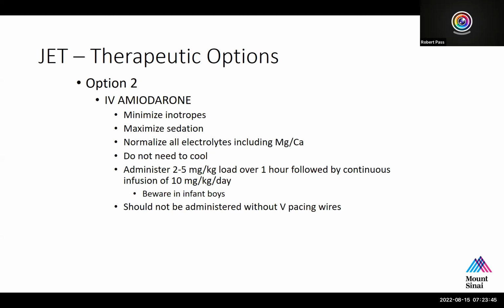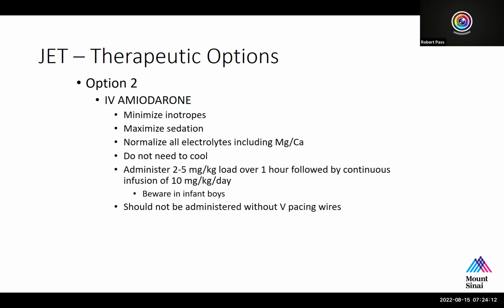So again, we would minimize inotropes, we would maximize sedation, normalize all the electrolytes. You don't need to cool a patient for amio. That's probably the most important benefit of amio over the IV procainamide. Because remember, procainamide, if you're going to use it for the treatment of JET, the patient must be cooled. It does not work in a normothermic or in a hyperthermic patient, but amiodarone will.